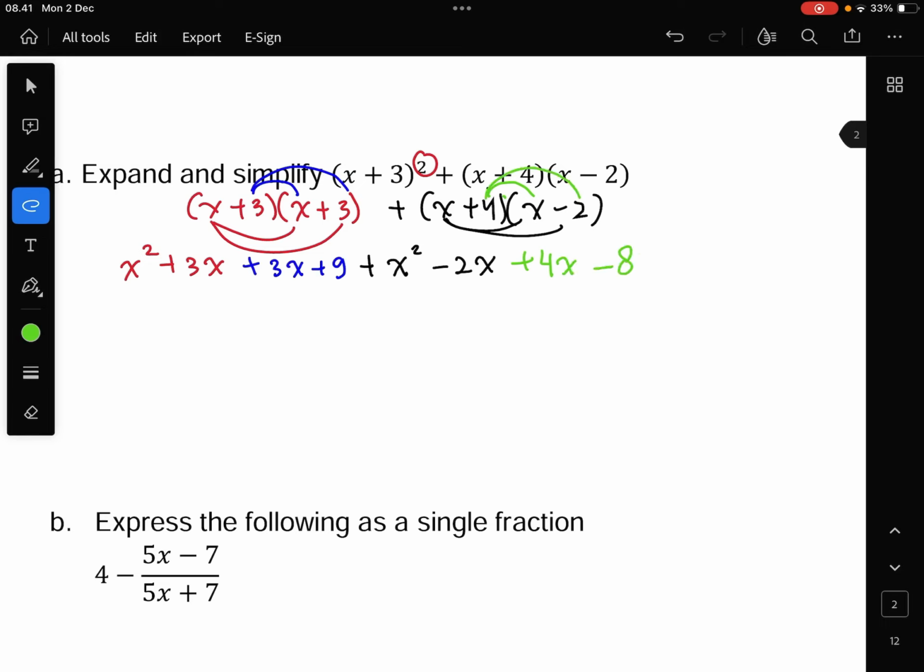Pardon my handwriting, yeah. Okay, so now we do the grouping. We have 1x plus 1x. If you want to rewrite it, that is also okay. 3 plus it with 3, so 6x. Negative 2 plus 4 is positive 2x. Plus 9 minus 8. Okay, so we will have 2x squared plus 8x plus 1. This is going to be your final answer. Done.